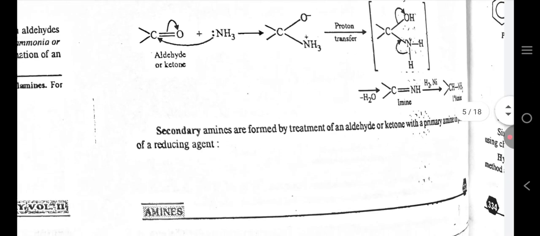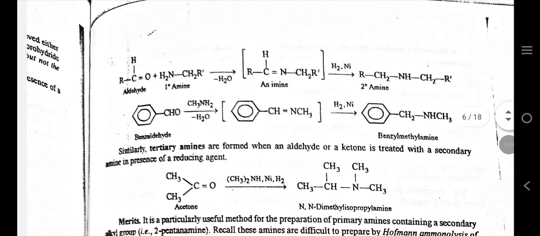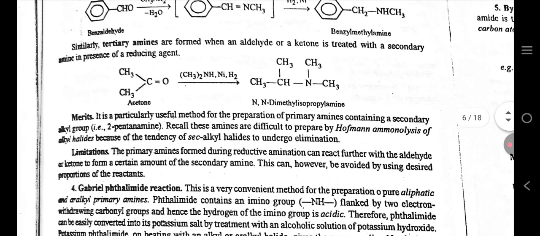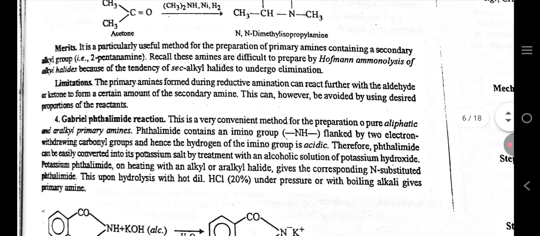Secondary amines are formed by treatment of an aldehyde or ketone with a primary amine in the presence of a reducing agent. Similarly, tertiary amines are formed when an aldehyde or a ketone is treated with a secondary amine in the presence of a reducing agent. Merits. It is a particularly useful method for the preparation of primary amines containing a secondary alkyl group.